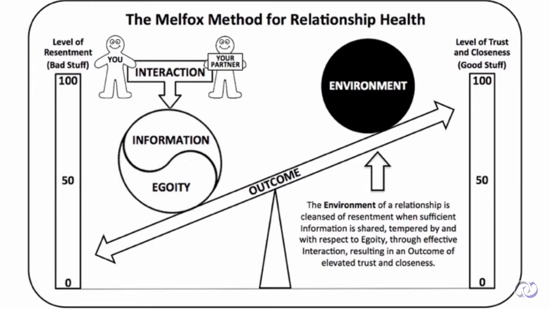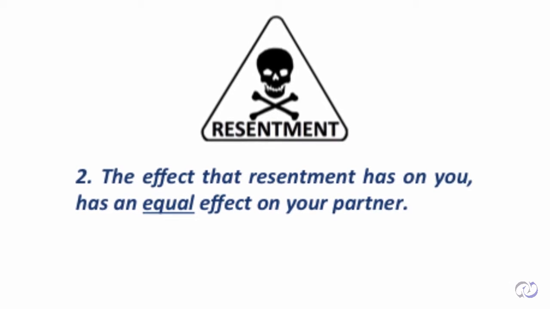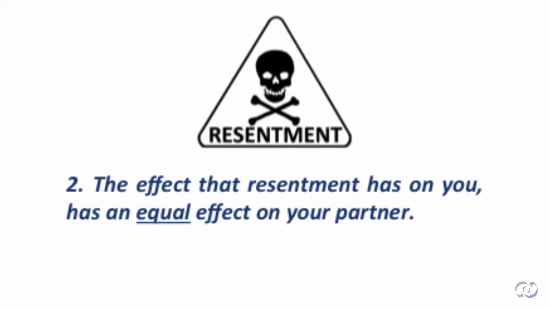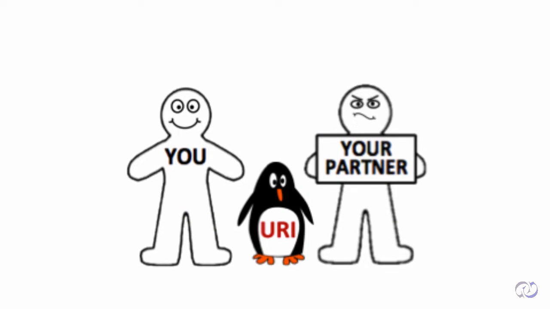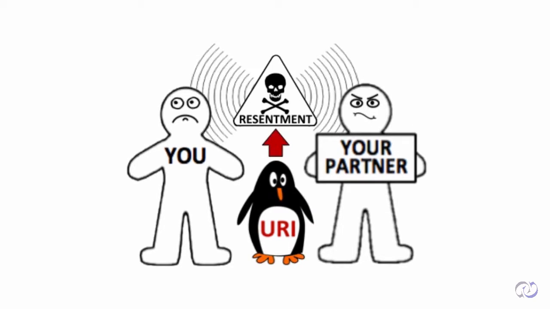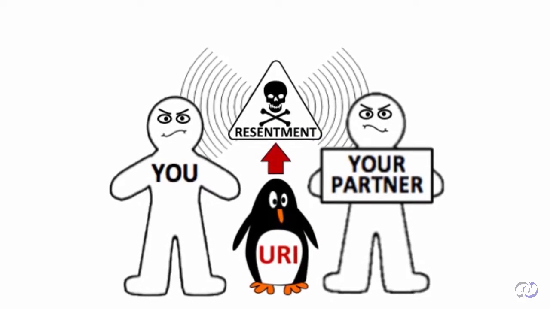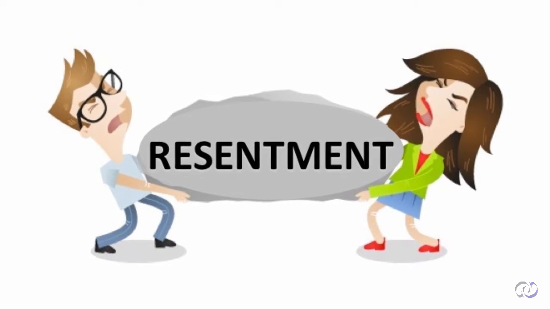The next law of resentment is the effect that resentment has on you has an equal effect on your partner. Understanding this duality is extremely important if the nature of resentment is to be fully understood. Let's say that your partner has an issue with the situation, yet you're perfectly fine with it. Even though you feel there's no conflict to resolve, you are still going to feel the effects of the resentment from the unresolved issue your partner has. Regardless of who has an issue with the situation, both will feel the effects until it's resolved.